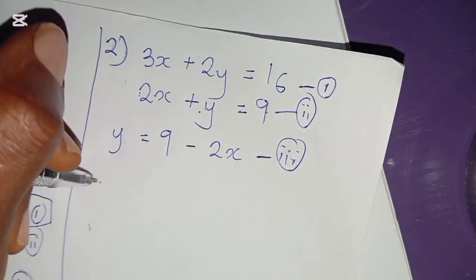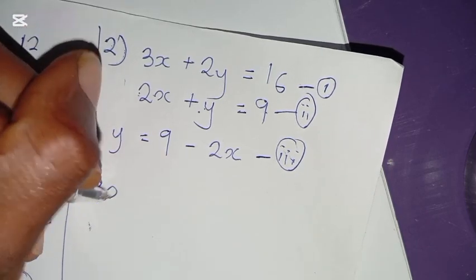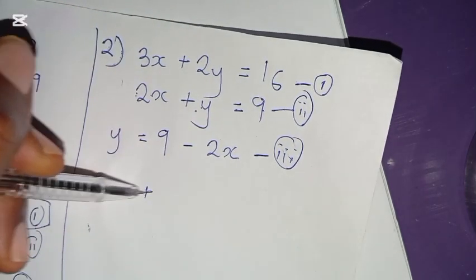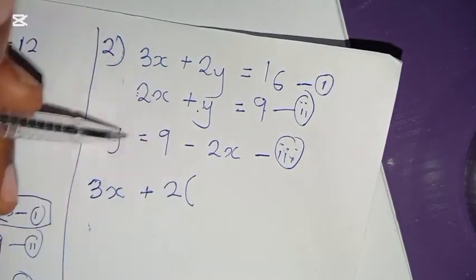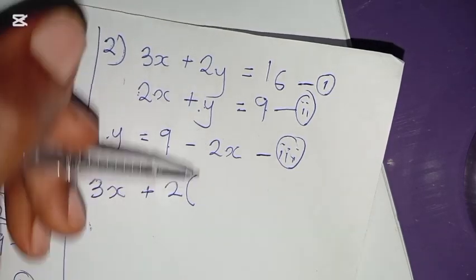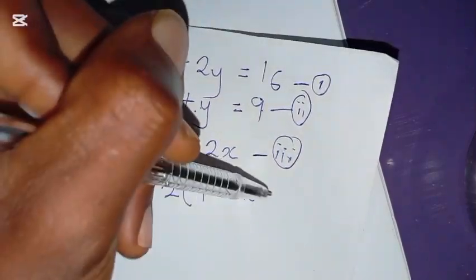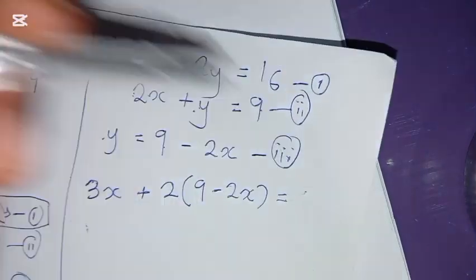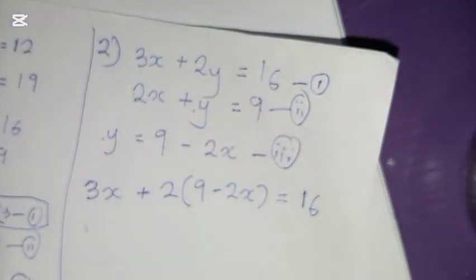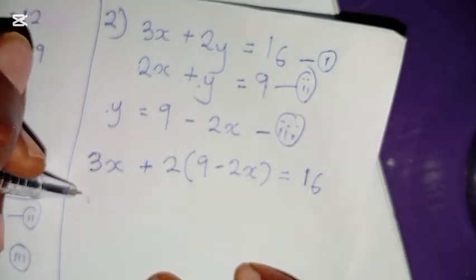Get my point? So starting with equation 1, we put 3x. Whenever we see y now, we put 9 minus 2x. So 3x plus 2, and instead of y, because y is equal to 9 minus 2x, 2 bracket 9 minus 2x is equal to 16. Get the point? So now let's open the bracket.